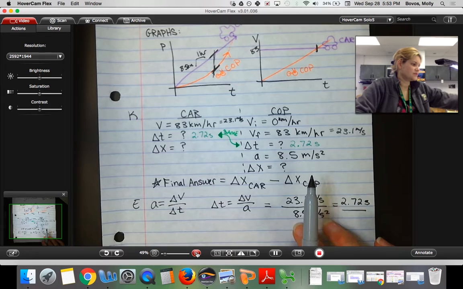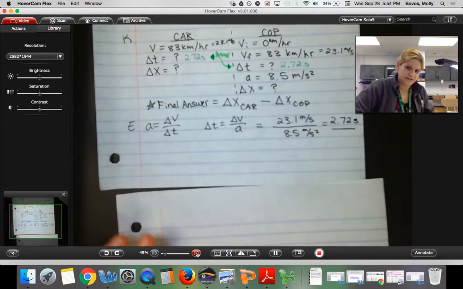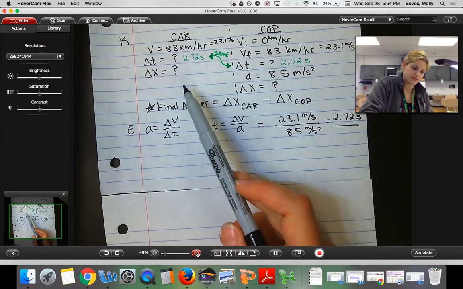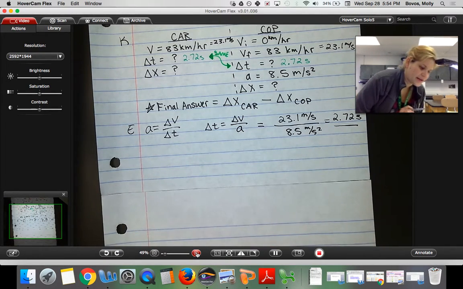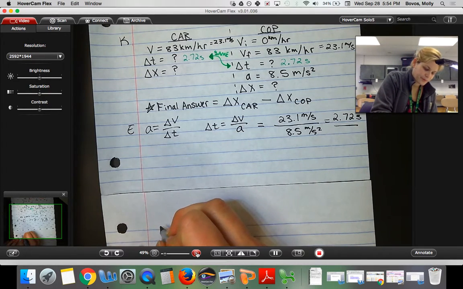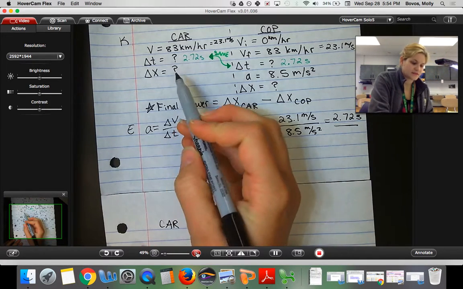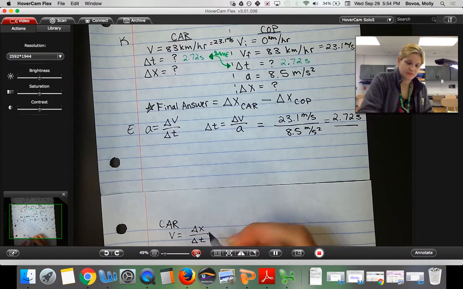So what we need to do next is figure out what our change in position is for the car and for the cop. So let's go ahead and take care of the car first. So for the car, this is constant velocity. So we know that velocity is equal to our change in position over change in time. I'm trying to solve for change in position here.